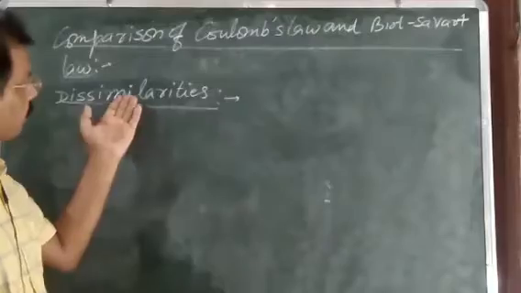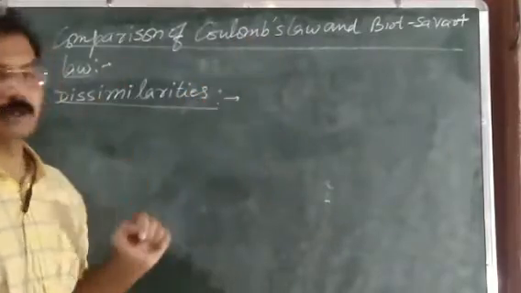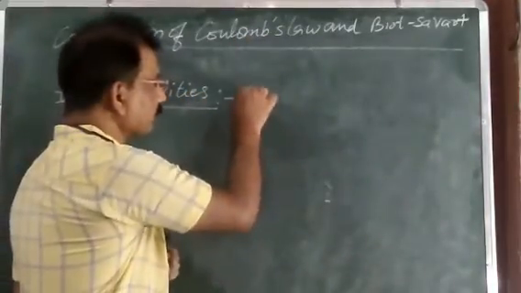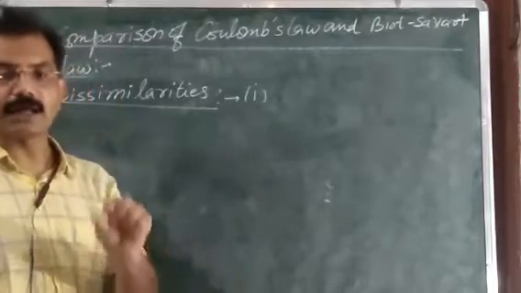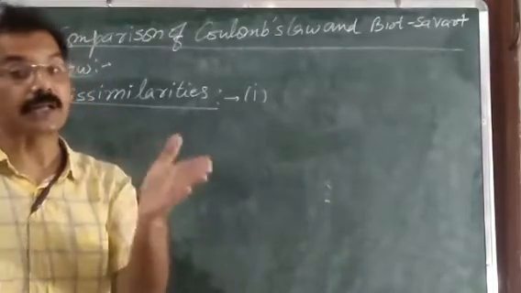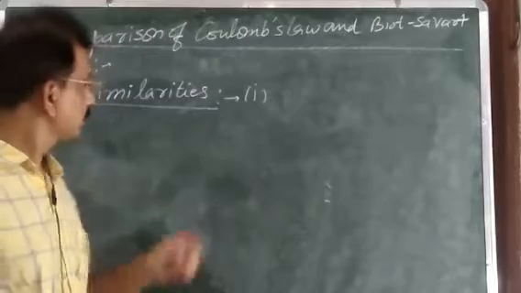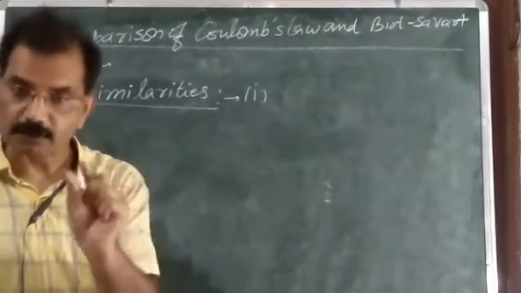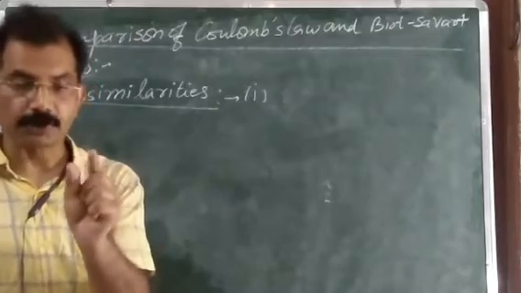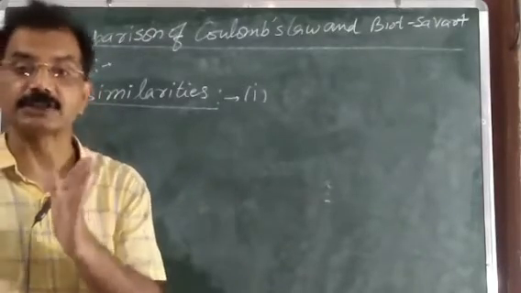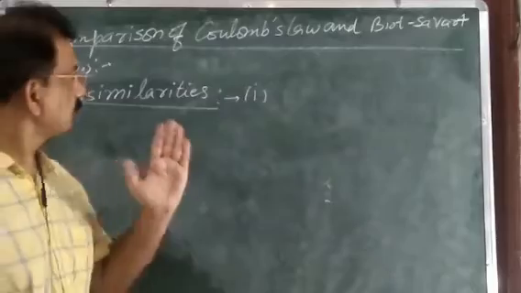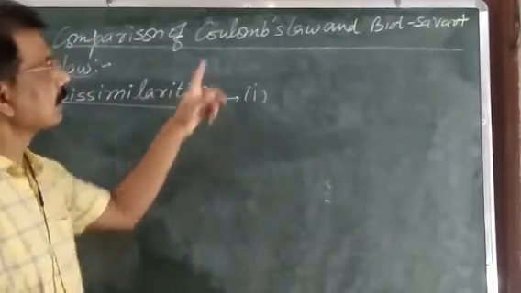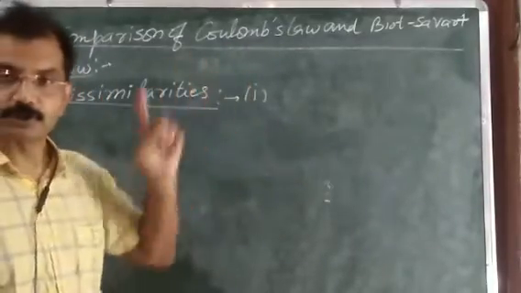Now, what is the dissimilarity between Coulomb's law and Biot law? So the first dissimilarity is what here. In Coulomb's law, this charge dq is a scalar quantity, while in Biot law, this term idl is a vector quantity, and the direction of this idl is the same as the direction of current. So this is the first dissimilarity between Coulomb's law and Biot law.